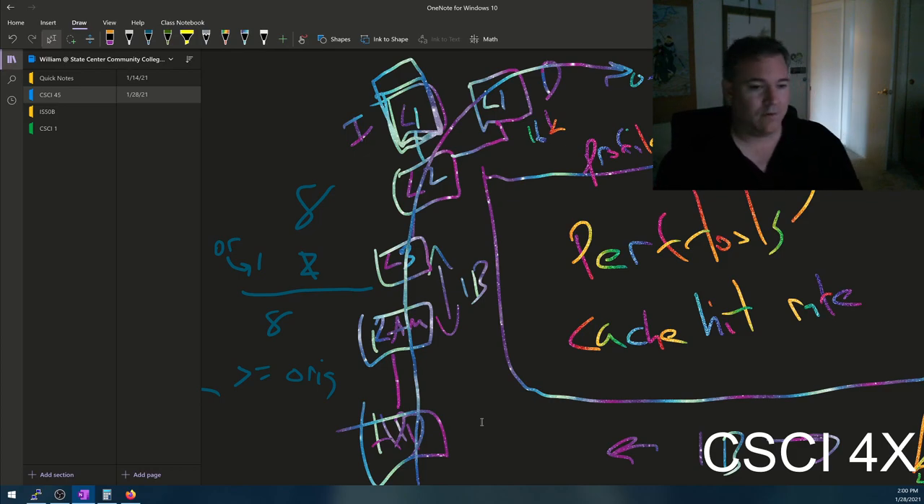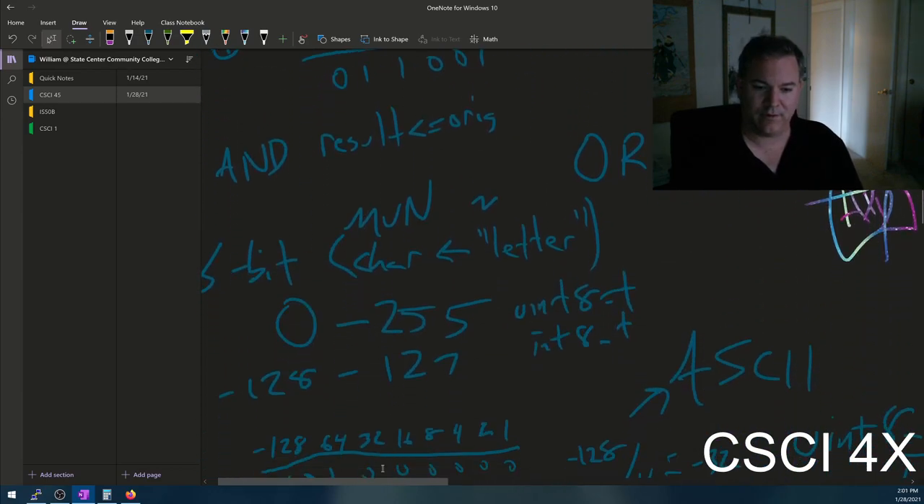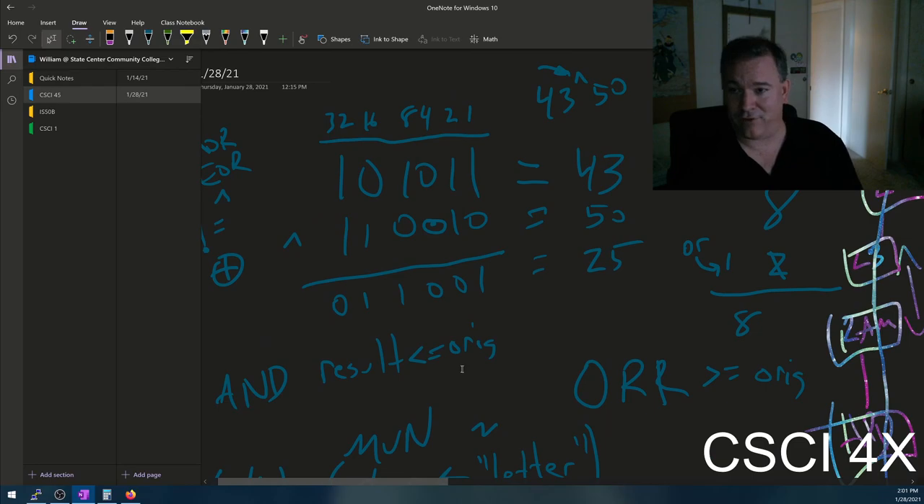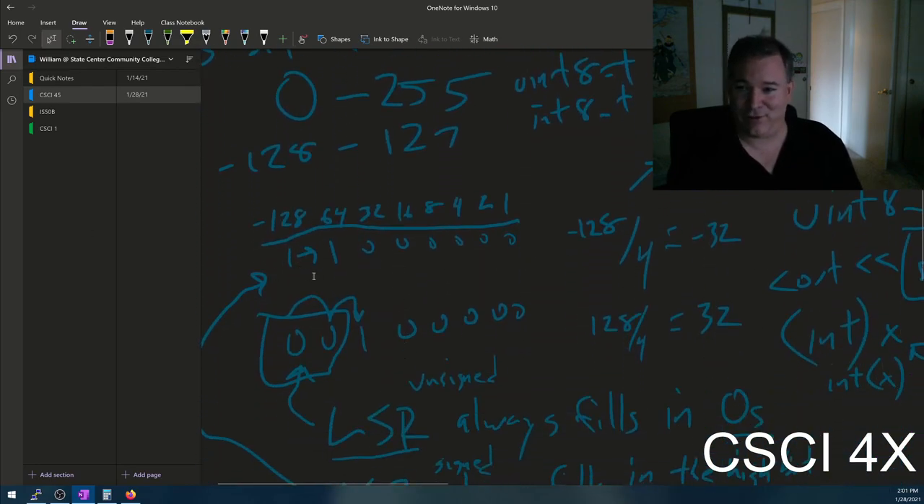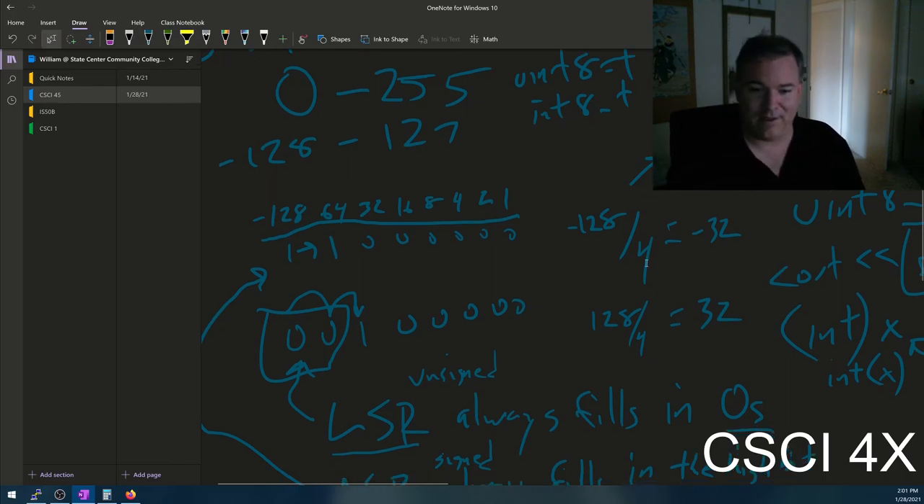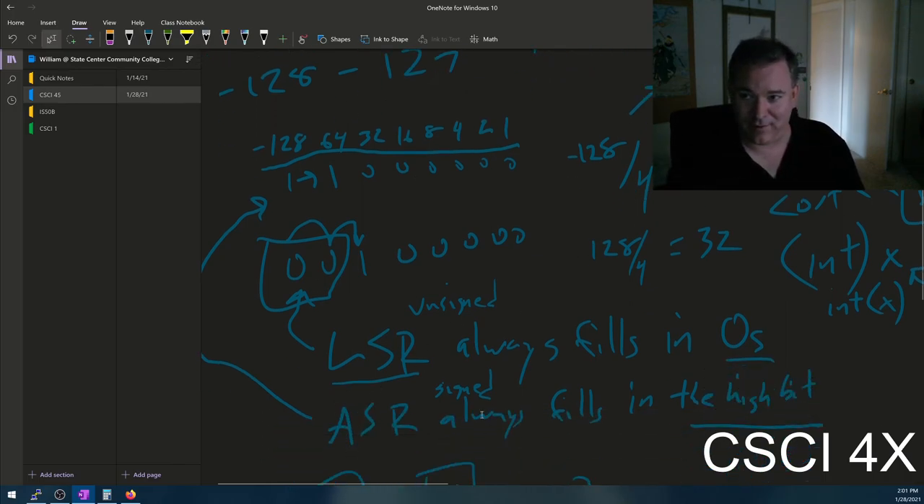Okay, that's it for today, guys. We talked about shifting also. So left shift, right shift. Left shift doesn't matter. The bits just go to the left and zeros fill in. But for right shift, you need to know if it's signed or unsigned. All right, that's the main thing about two's complement and shifting.